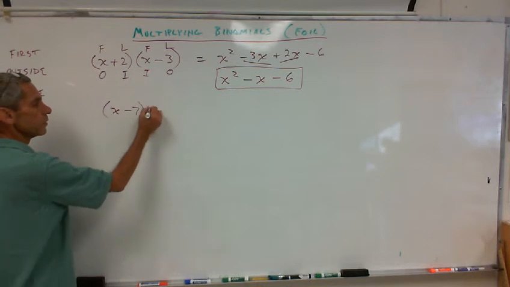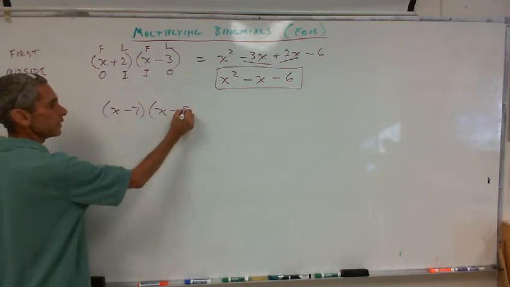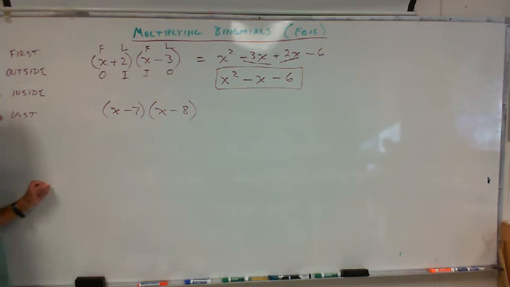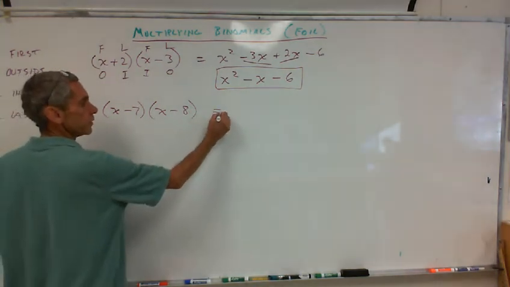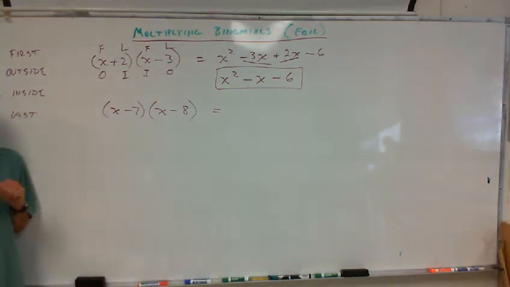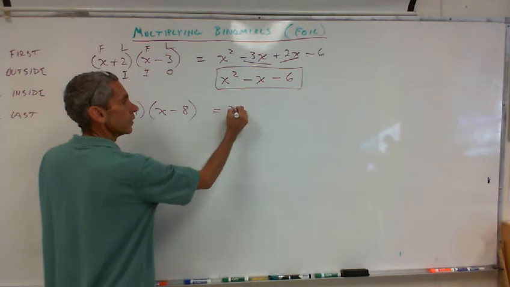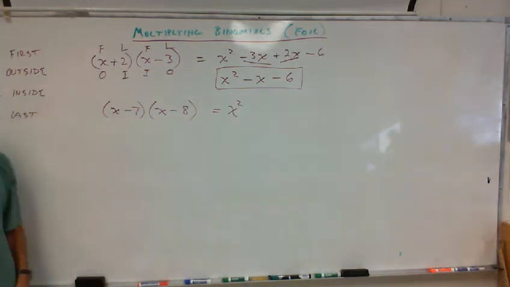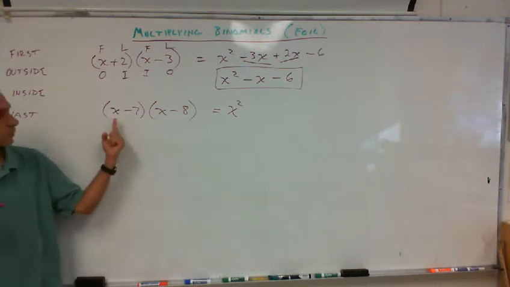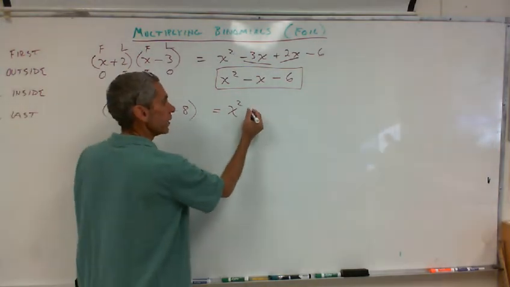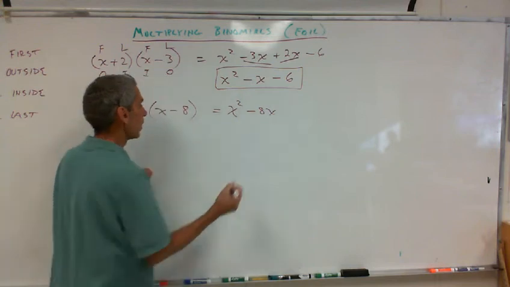x minus 7 times x minus 8. All right. First would be what? x times x. Which is? x squared. Yeah. x times x is just x squared, right? And then we've got outside. What's the next thing you do? x times -8. So what would that be? -8x, right? All right. Inside.